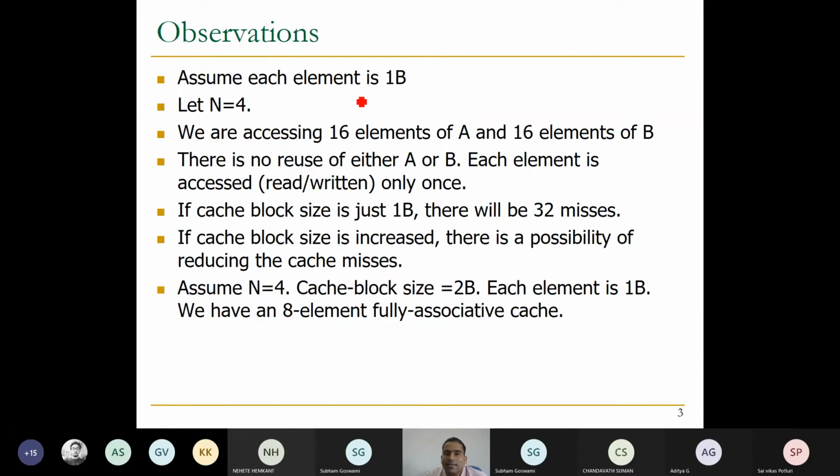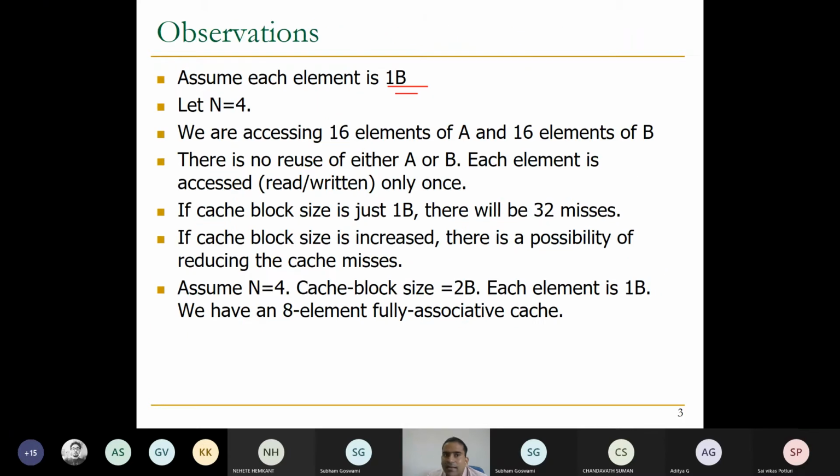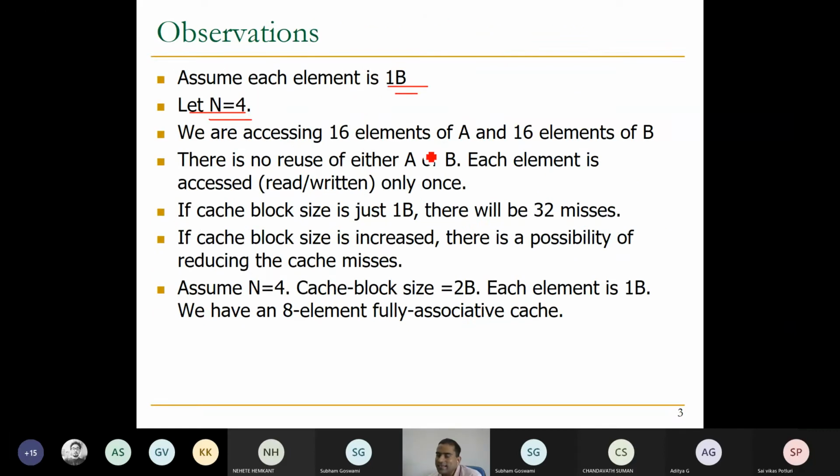Now let us assume that each element is 1 byte. Suppose A and B are char arrays; in C, a char takes 1 byte. Now let n equal 4, so this loop index is 4. We are accessing 16 elements of A, which means A is a 4 cross 4 matrix. So A has 16 elements, and B also has 16 elements. Till this point it is clear.